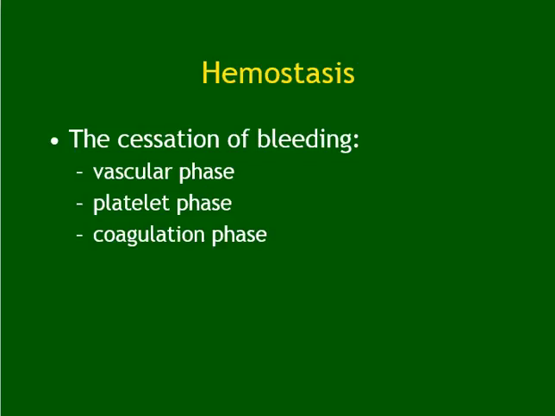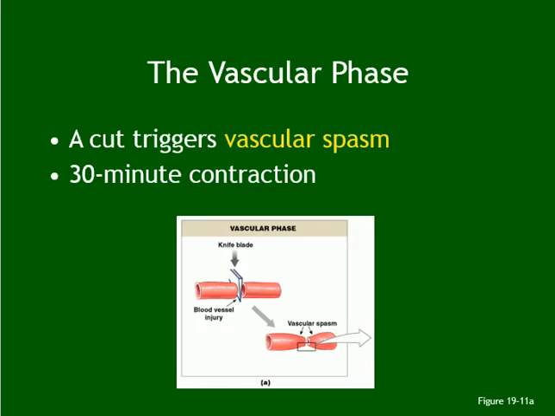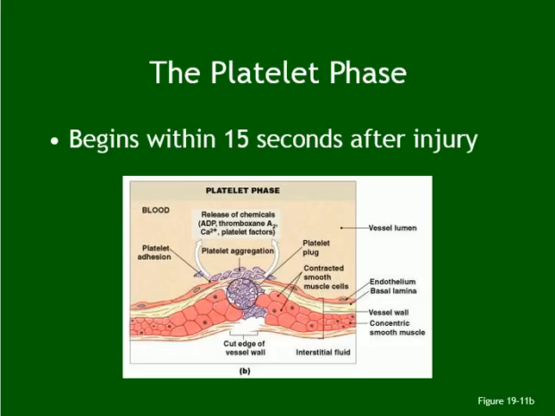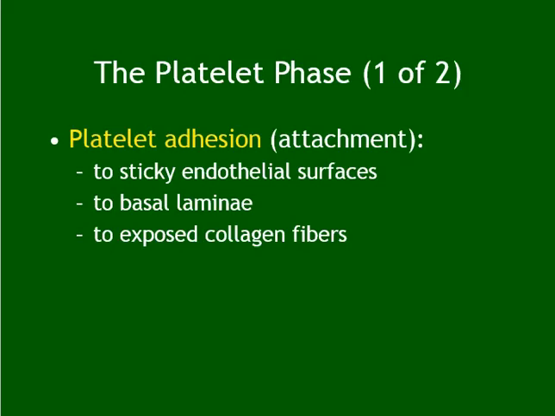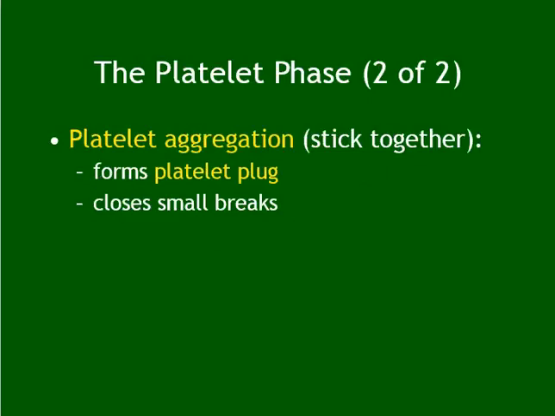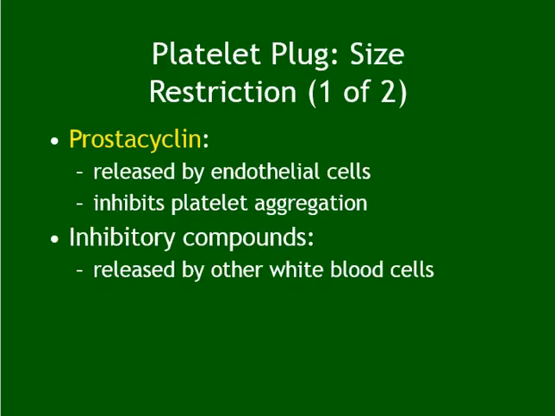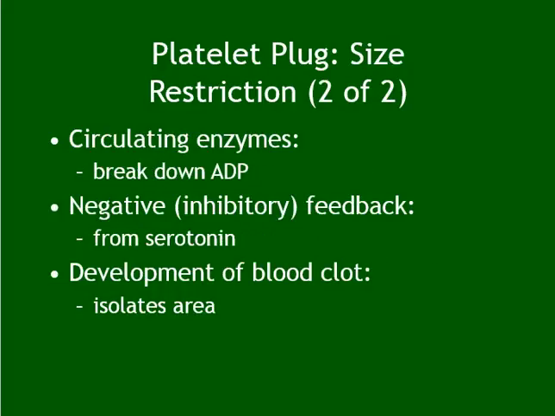Hemostasis: vascular phase, platelet phase, coagulation phase. Okay, the vascular phase, spasm. Platelet phase, 15 seconds. It's platelet adhesion and platelet plug. Platelet adhesion, platelet plug, which is a temporary seal. Platelets will release ADP, thromboxane A2, and serotonin, and this will start the process. And on the other hand, prostacyclin is released from the endothelial cells.